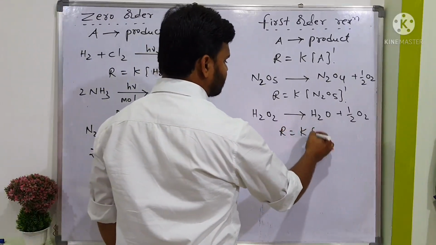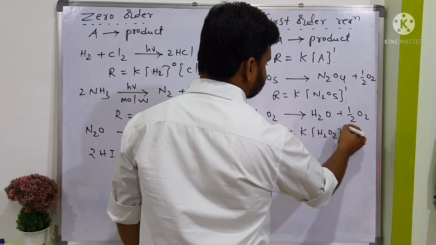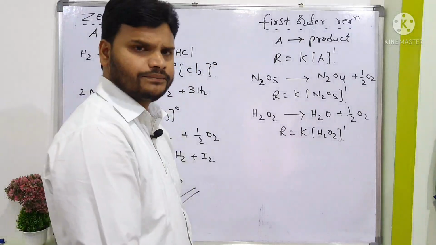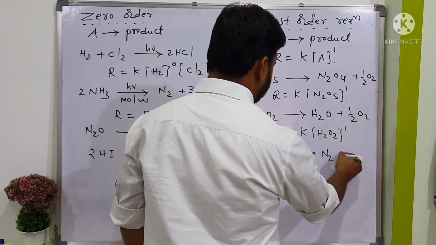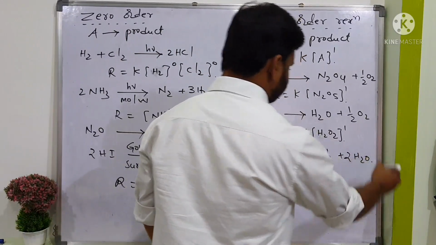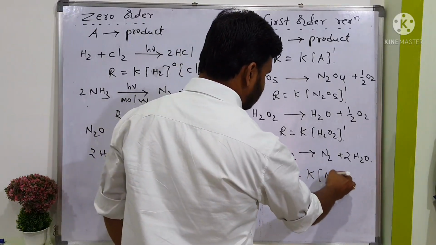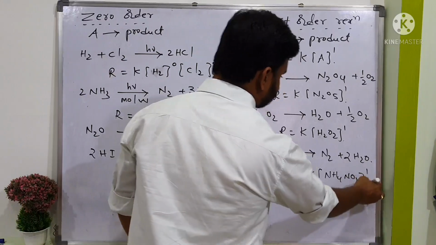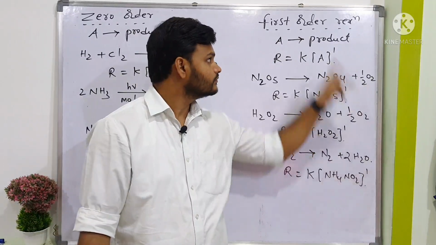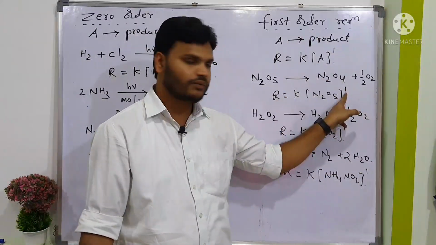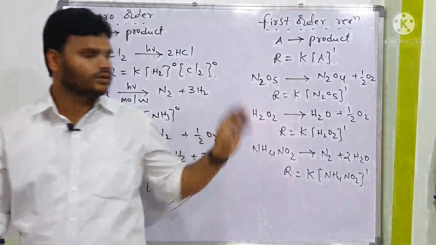Next, one more example. Before that, rate expression. NH4NO2 we can convert into N2 plus 2H2O. So here you can write like this: rate equal to K[NH4NO2]. Clear? So here power 1 first order, power 1 first order, power 1 first order. Clear? Very simple concept. Just have a small look.